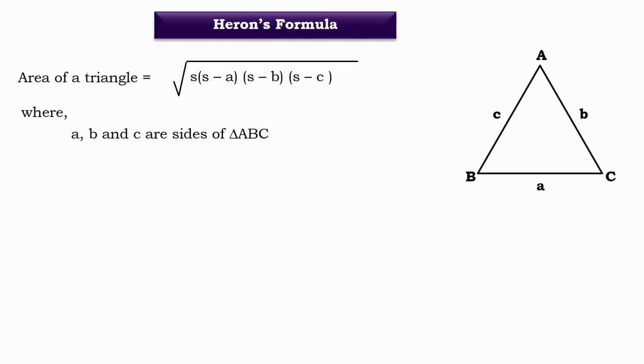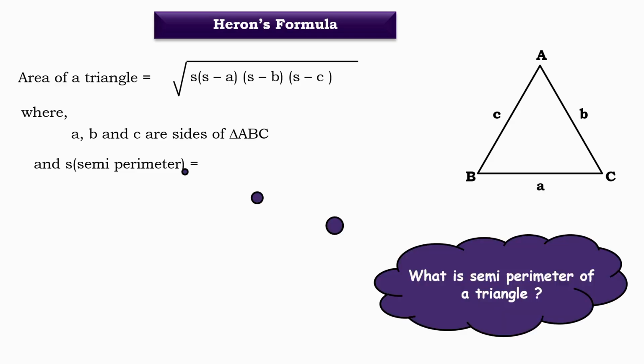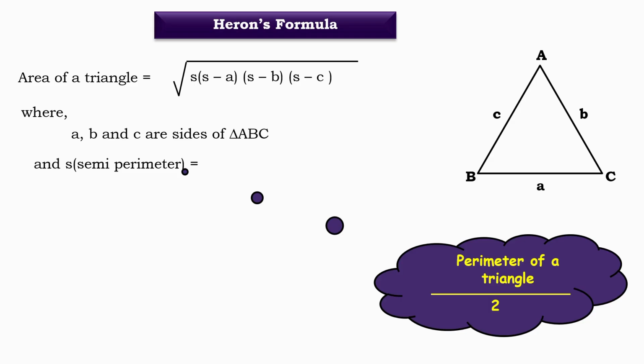So now here, what are a, b, c? a, b, c are the sides of triangle ABC. And what is s? s is the semi-perimeter. So now we need to understand what we mean by semi-perimeter. So what is the semi-perimeter of a triangle? Semi-perimeter means the perimeter of a triangle divided by 2. So that means half of the perimeter.